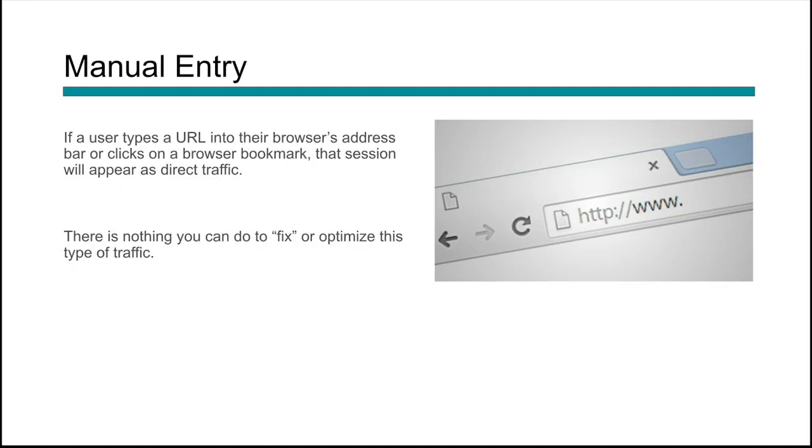The first is a manual entry, and this is when somebody would type your address directly into the search bar, or not the search bar, but the browser. There's not really anything you can do about this. If somebody does that, then they are truly a direct visit, right? Because they've directly typed in your URL.